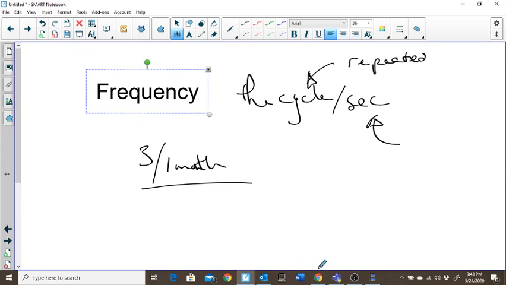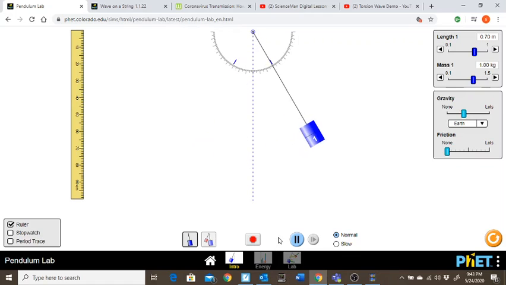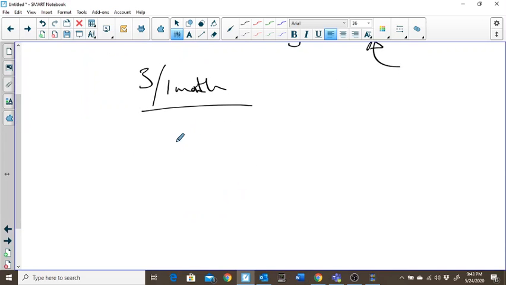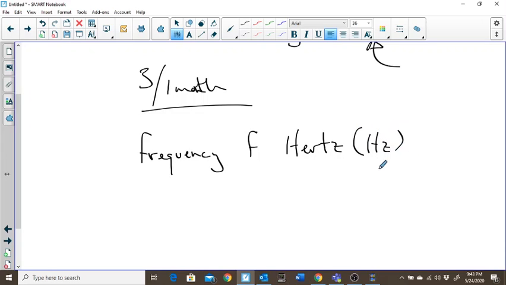If we were to take a look at a pendulum swinging back and forth, there are things that are happening here repeatedly. And so we can talk about the frequency of this in terms of it swinging back and forth. The symbol that we use for frequency is a lowercase f. And the unit is called the hertz, symbol Hz, and it's defined as being cycles per second.